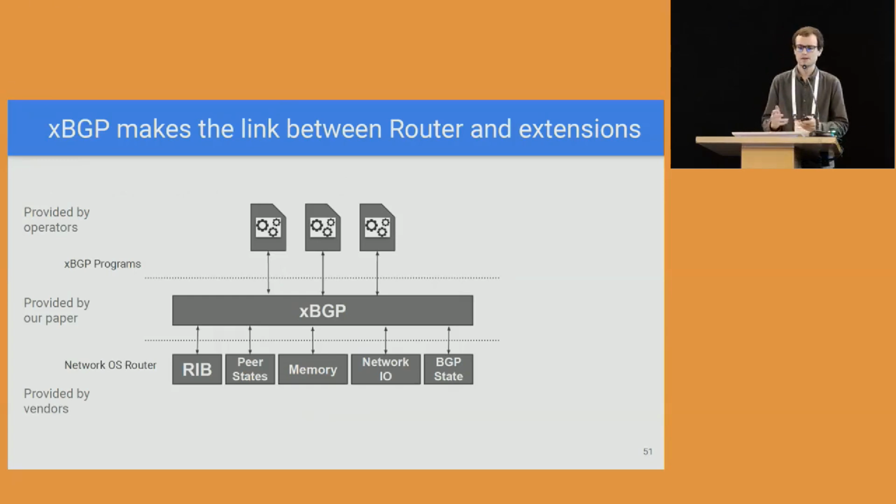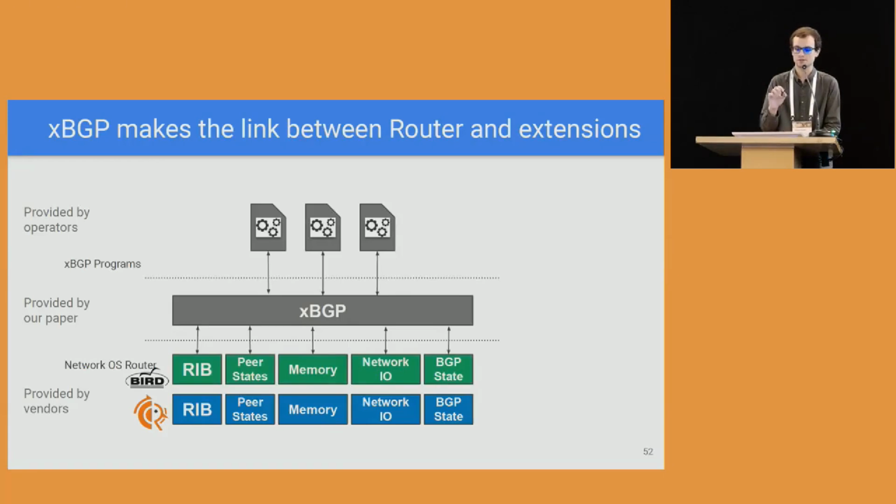So you can think of xBGP as a link between the operators and the vendors. The vendors will provide the OS, with the routing information table, the peer state, the memory, IO, BGP state, and stuff like that. And the operators will interact with the xBGP layer so that they can interact with those subparts of the network operating system. And so the advantage is that you only implement your xBGP layer once on each BGP implementation, and that's it. You can now execute your plugins, your xBGP extensions.